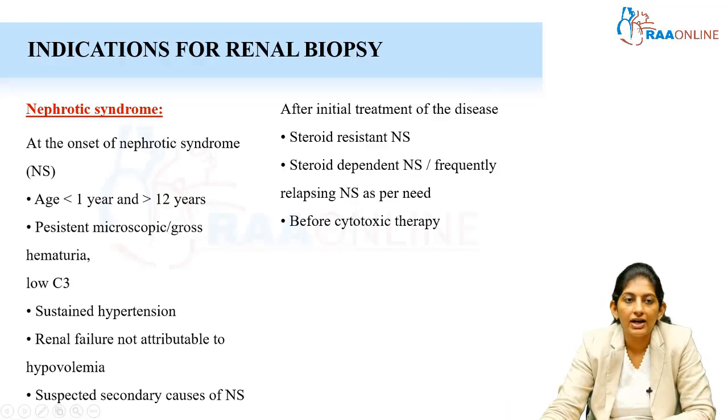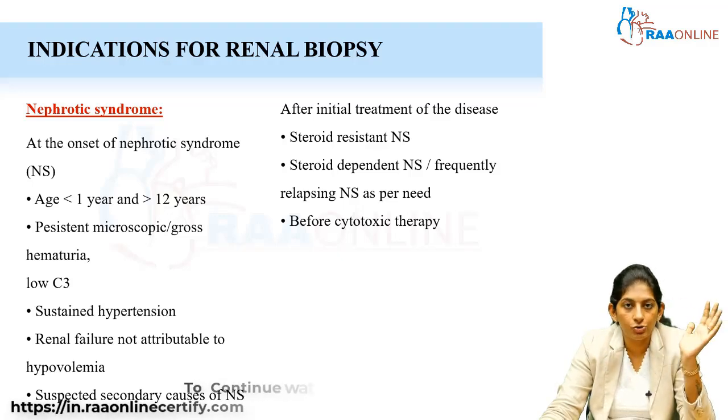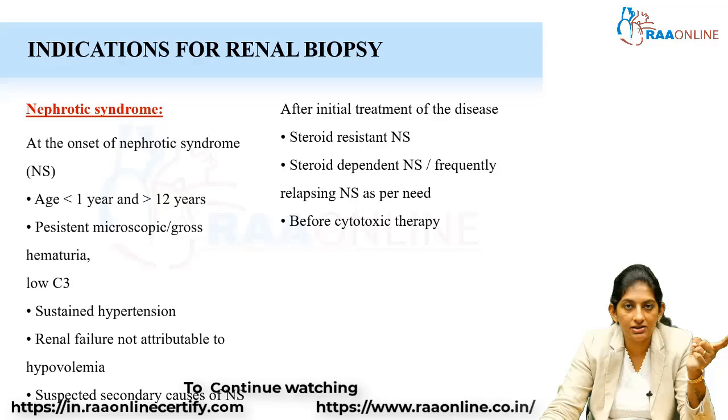Okay. So in a nephrotic syndrome child, if there is an atypical age, the presentation is atypical, there is sustained hypertension, the patient is going into renal failure which is not attributable to hypovolemia, if it is a steroid resistant state or a steroid dependent state, if you want to start a cytotoxic therapy, you do a renal biopsy.